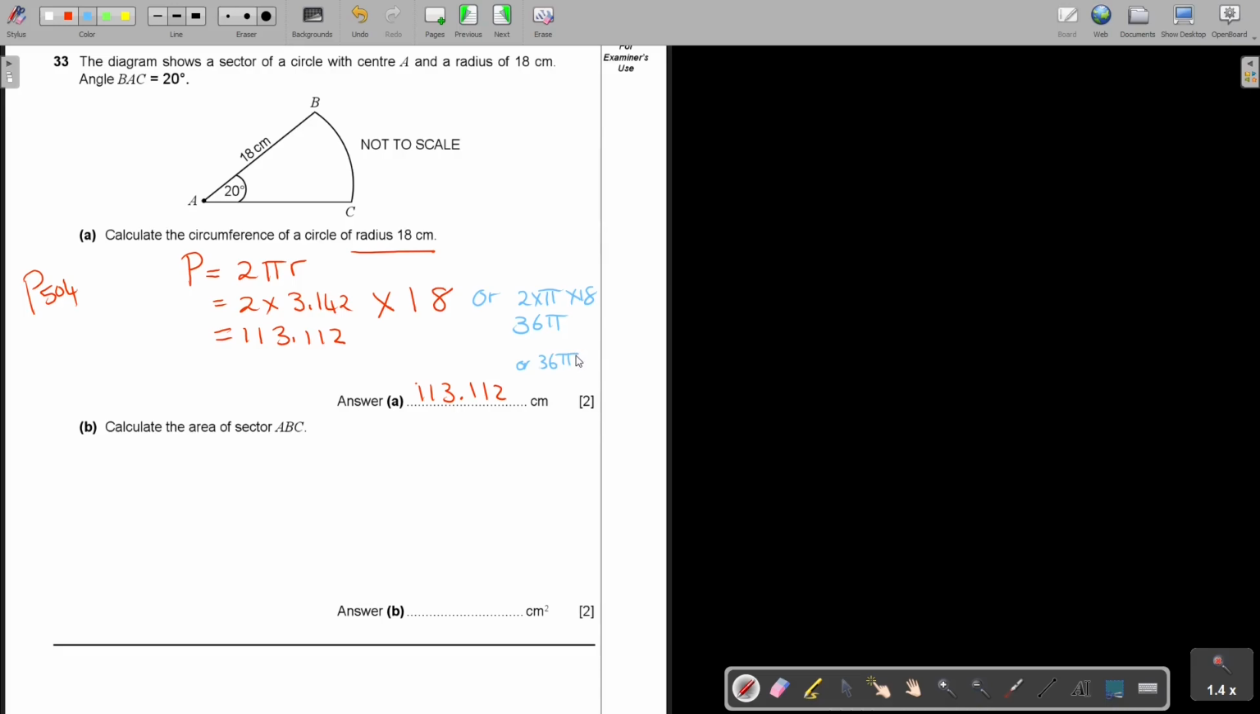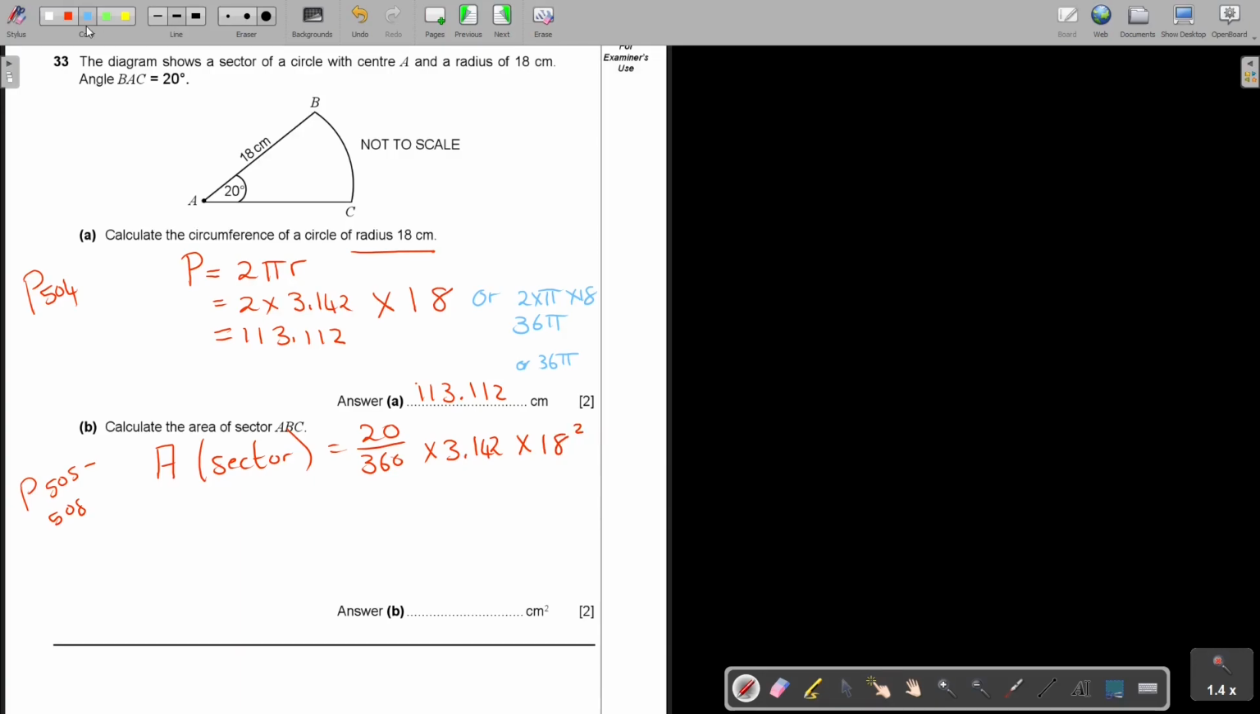Okay. And then calculate the area of sector ABC. You will find this on pages 505 to 508 if you go there for a sector. But that is actually so easy. It's just part of the circle. So for the area of a sector, you take the angle out of 360, because around a point is 360, and then you multiply with pi, or let's keep to 3.142 now, and you multiply with 18 squared.